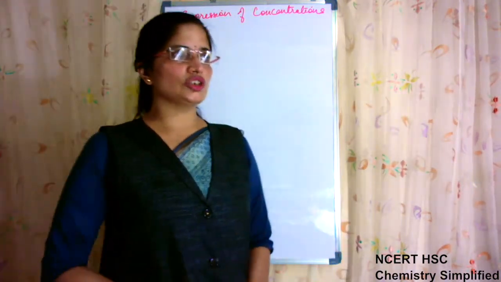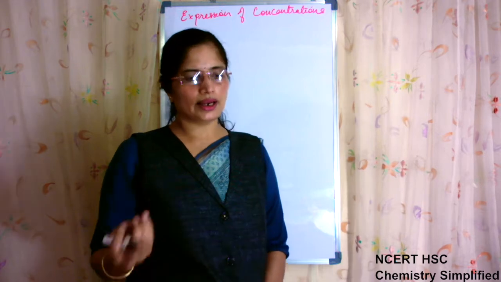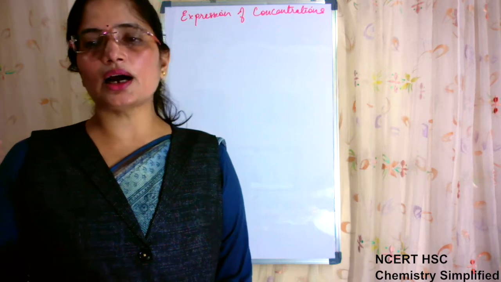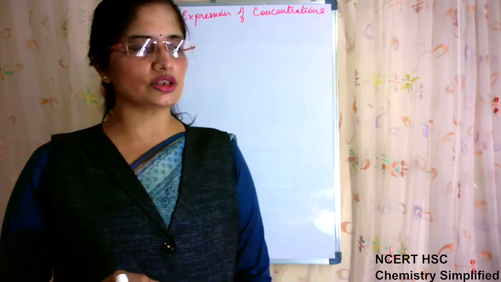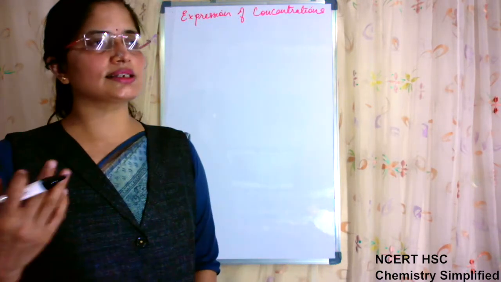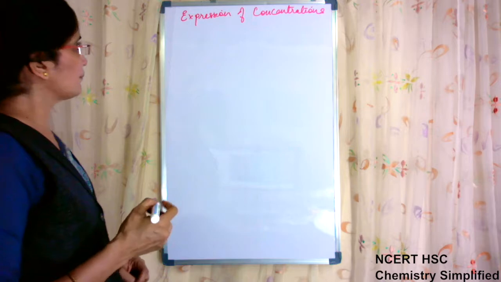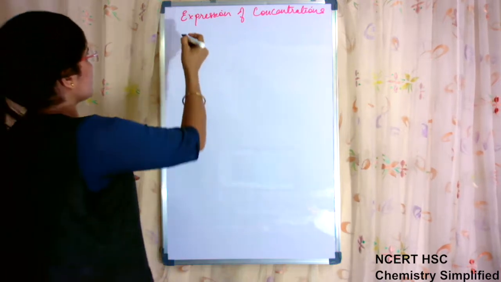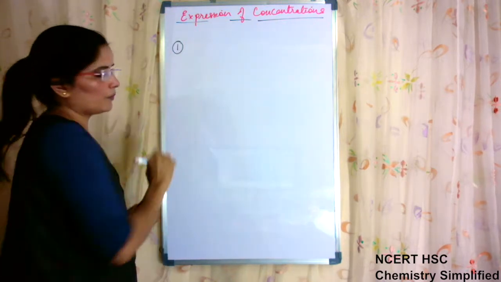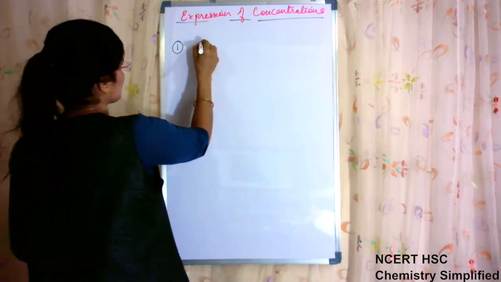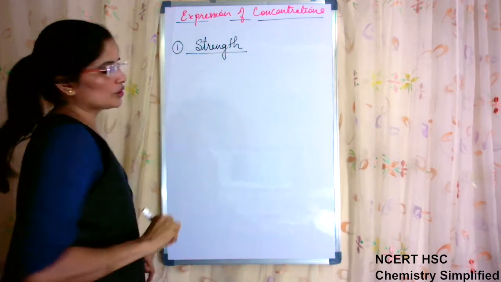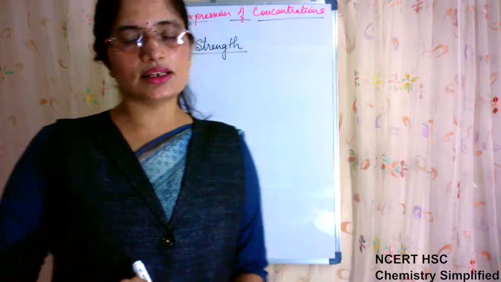Whenever a solution is formed, some solute and some solvent have to be present, and generally the solutions we study are binary solutions, means two component solutions. One is solute and the other one is solvent. So for those, there are various methods by which we can express their concentration. The first method to express it is strength. We can express the concentration of a solution in strength.